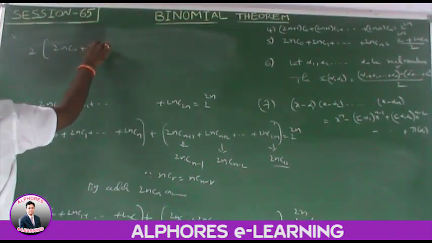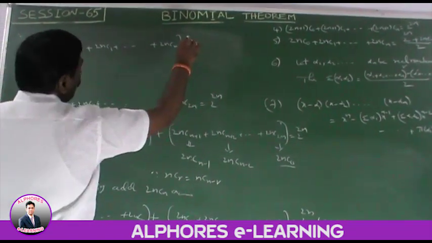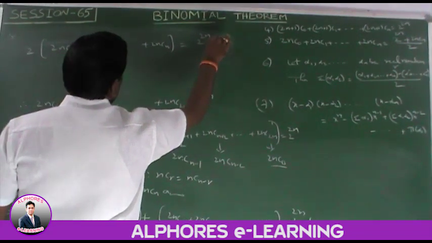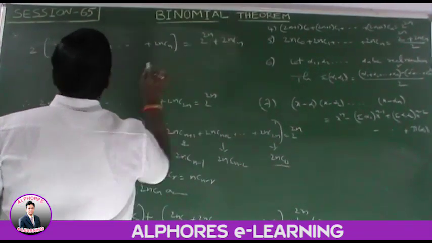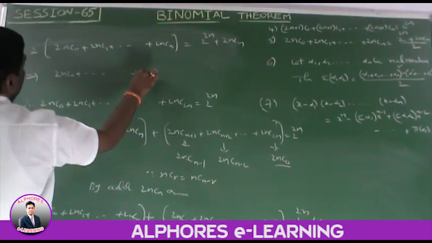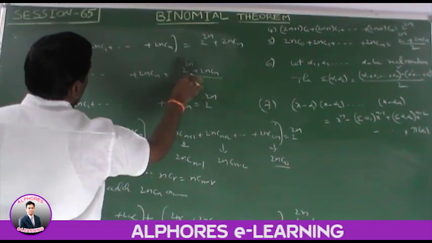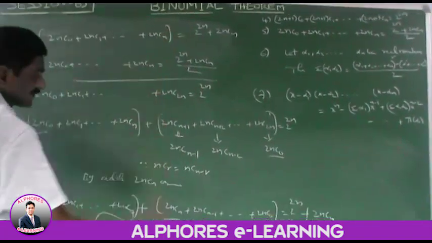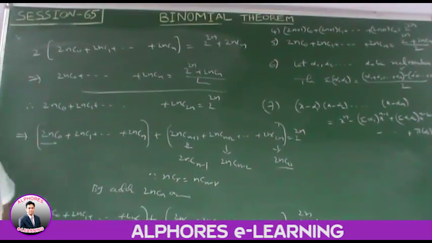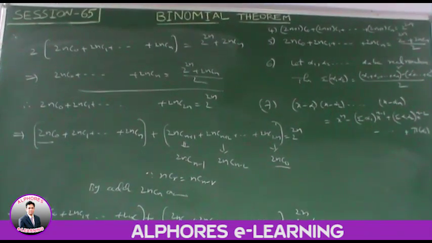So 2 of 2n C0 plus 2n C1 plus so on 2n Cn is equal to 2 power 2n plus 2n Cn. Therefore 2n C0 plus so on 2n Cn is equal to 2 power 2n plus 2n Cn by 2. Move this 2 to RHS. This is the required value. Very, very, very important. Please note this value.